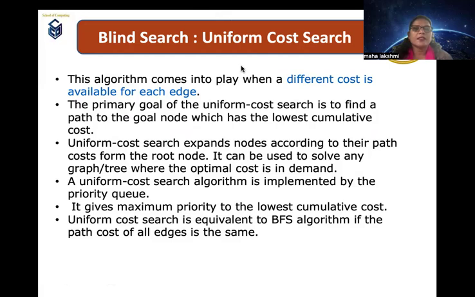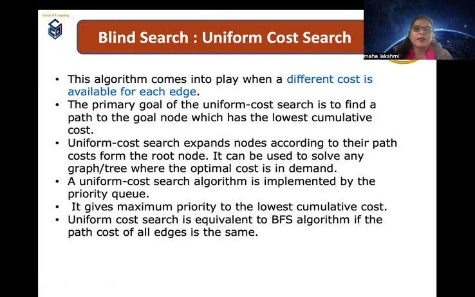We will continue with the blind search. For blind search, we start with uniform cost search. This algorithm comes into play when a different cost is available for each edge. The primary goal of the uniform cost search is to find the path to the goal node which has the lowest cumulative cost. Uniform cost search expands nodes according to their path cost from the root node.